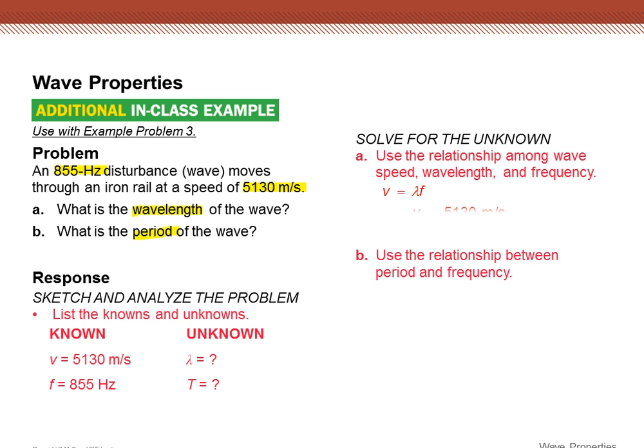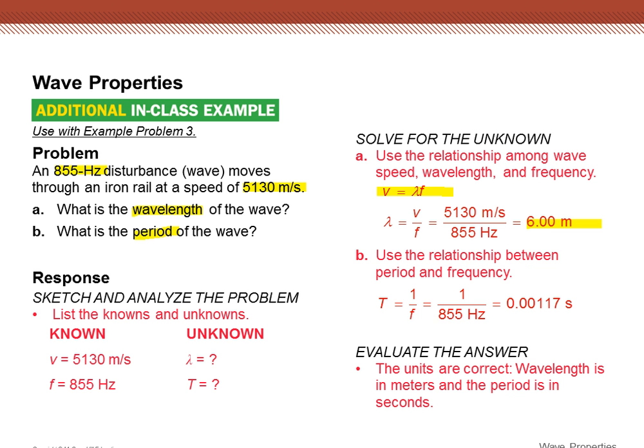Okay, so use our equations, and our two equations are v equals lambda f, and we can solve for lambda here to divide the velocity and the frequency to get 6 meters. So our wavelength is 6 meters. And then the relationship between frequency and period we know is an inverse relationship. And so that inverse relationship, we take the reciprocal of the frequency, 1 divided by 855, and so we get a period of 0.00117 seconds. So this is just over 1,000th of a second for one cycle to occur in this disturbance. So we can evaluate the answer. We see that we have meters for wavelength, we have seconds for period, and we're all good.